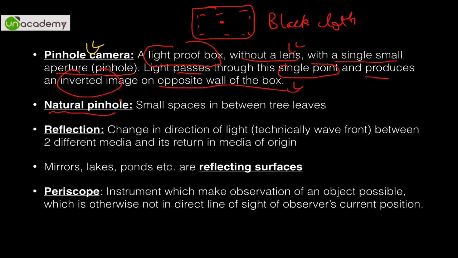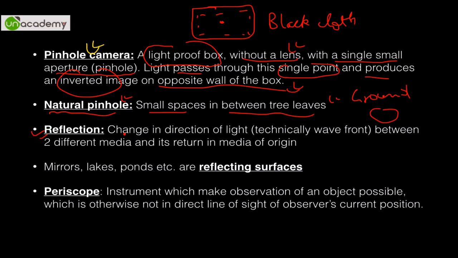Now there are natural pinholes also created when there are small spaces in between tree leaves. So when sunlight falls, you can actually see on the ground the circular image of the sun. Sometimes it's visible, sometimes it's not. You can try this during the eclipse, but please do not look directly at the sun. It might hurt your eyes very badly.